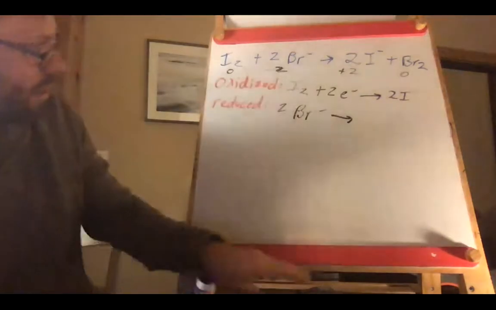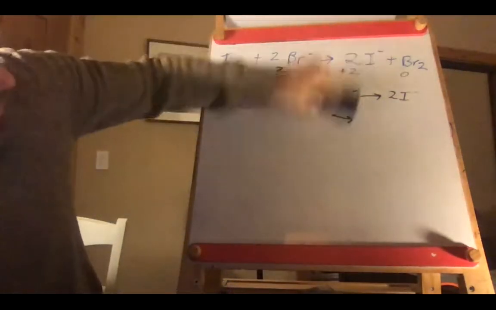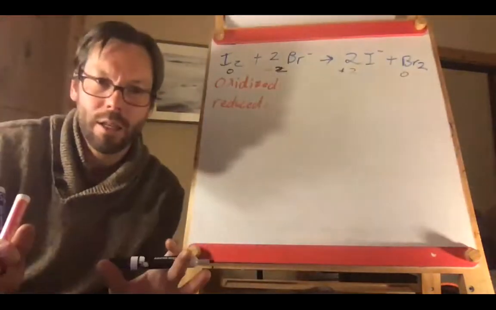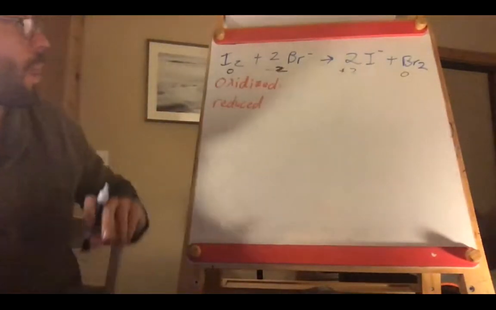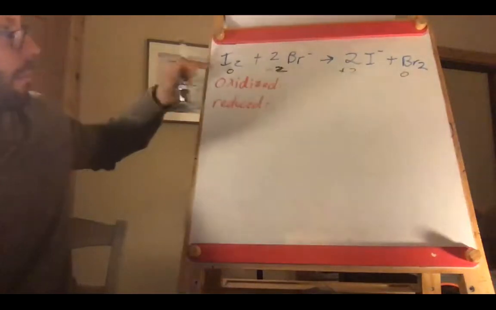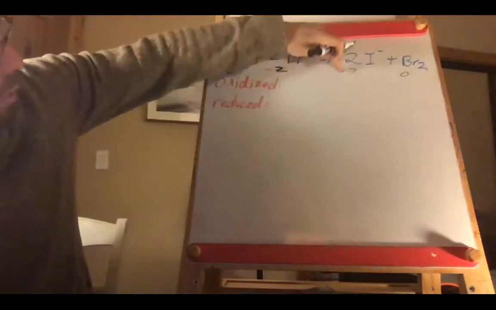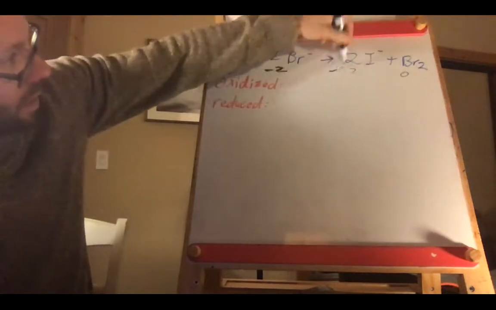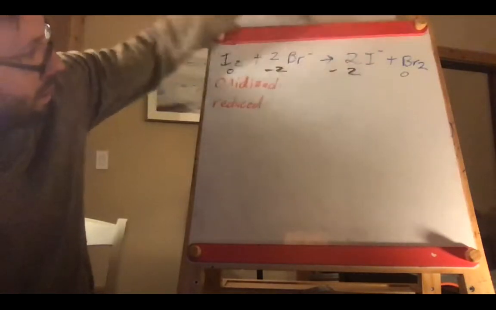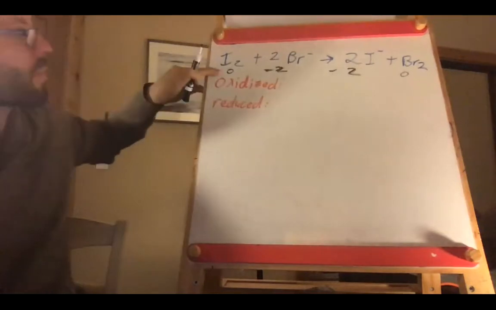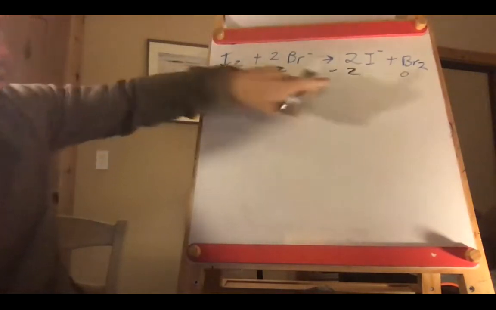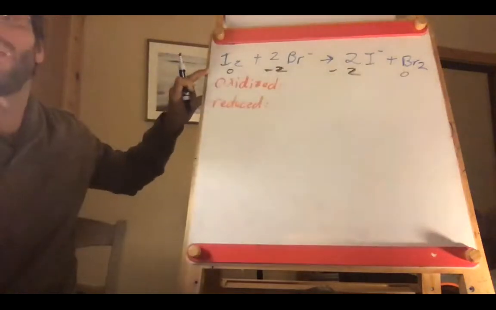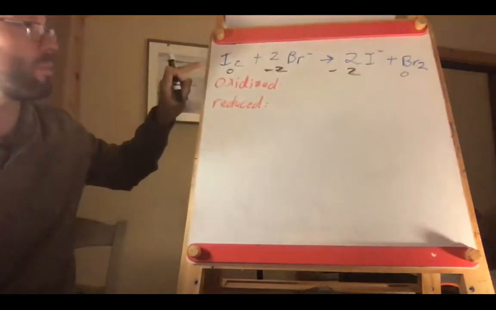I've got this wrong. Take 2. So we have it going from 0 to, now I know what screwed me up. I put that as a +2. That's a negative. So it's going from a 0 to a -2. So this must have gained electrons, and therefore it's going to be reduced.